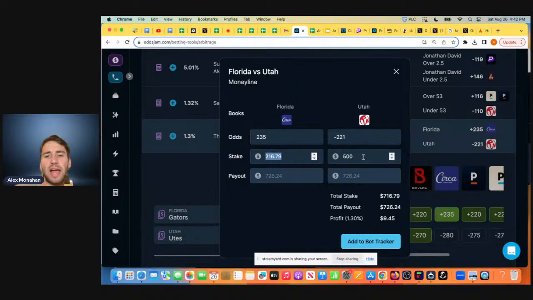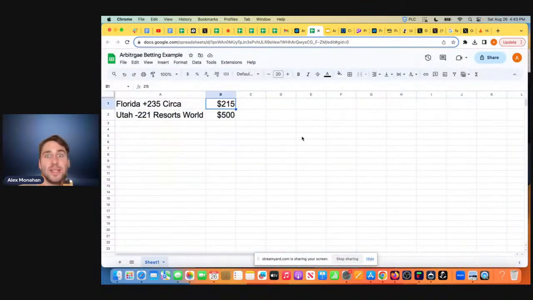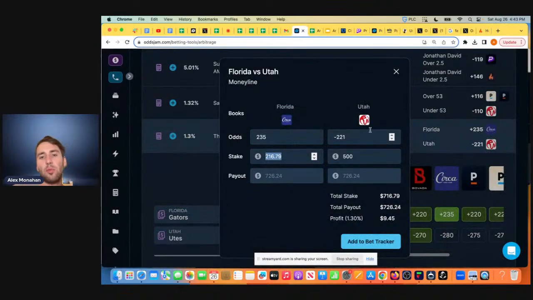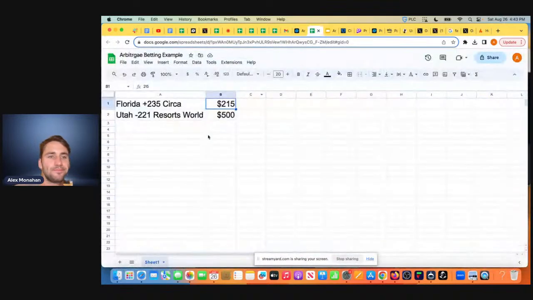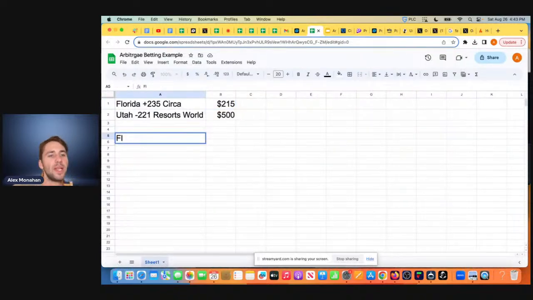So if you follow the calculator exactly, it doesn't matter which team wins. You're going to get a risk-free profit of $9.45 either way, doesn't matter who wins. Your risk-free profit is static. You're earning $9.45 no matter what. By rounding the numbers, all it does is shift the profits a bit depending on what team wins. So, okay, we have Florida and Utah. Pretty cool. So let's say Florida wins the game, and let's go through how this actually works.